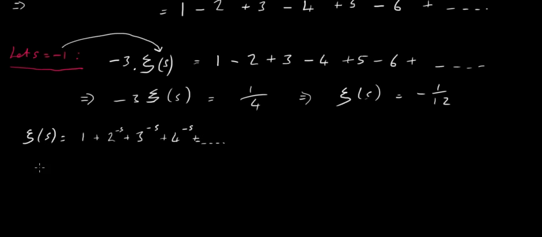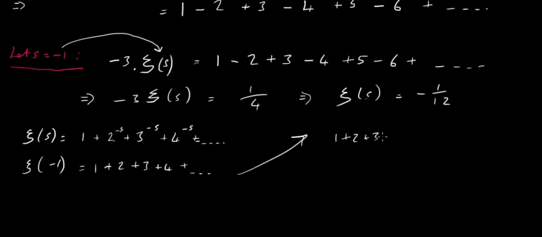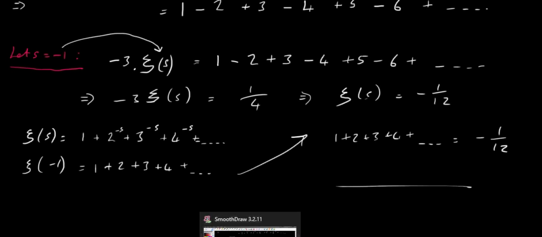Now if s is minus 1 here, my zeta function is going to be 1 plus 2 plus 3 plus 4 plus and so on. So this here on the left hand side is just going to be 1 plus 2 plus 3 plus 4 plus and so on equal to minus 1/12. And that's really the second proof, or second way of showing that we can assign a value of minus 1/12 to this function here.